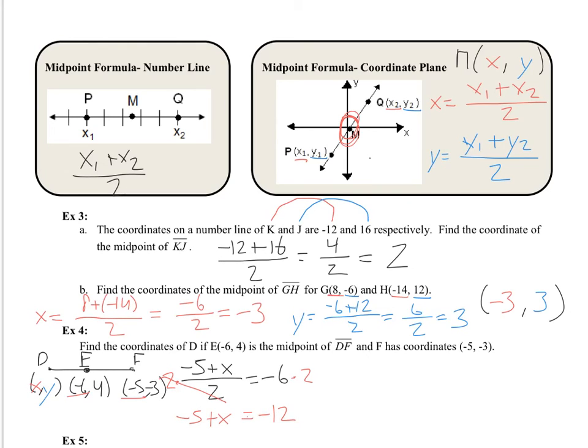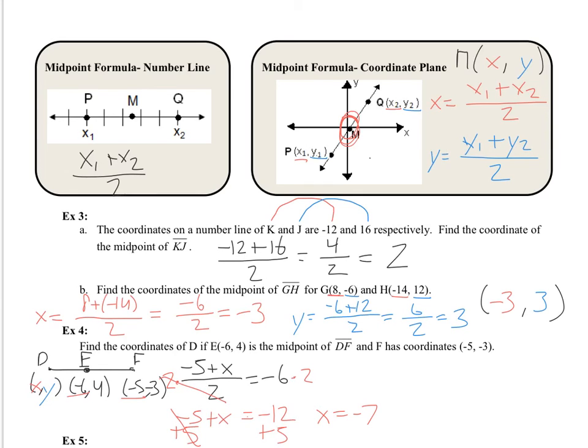Alright, so now we have negative 5 plus x equals negative 12. So to get rid of the negative 5, we have to add 5 to both sides. And that keeps our balance. So then negative 5 and plus 5 cancel each other. So on the left side we are left with x, and on the right side negative 12 plus 5 is negative 7. So that is our x for D.